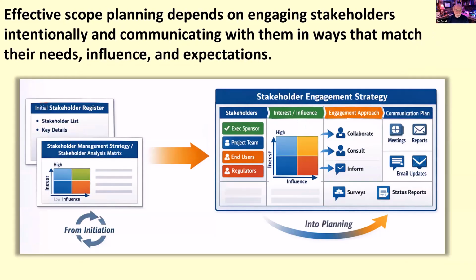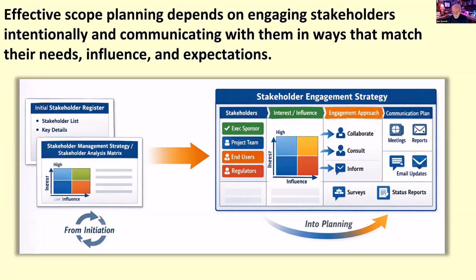The stakeholder engagement strategy. Effective scope planning depends on engaging stakeholders intentionally and communicating with them in ways that match their needs. The stakeholder engagement strategy is important in scope planning because project scope is not created in isolation. Scope is shaped by stakeholder needs, expectations, requirements, influence, and decision-making authority. That means the project team needs more than a list of stakeholders. It also needs a strategy for how those stakeholders will be engaged as scope is developed.